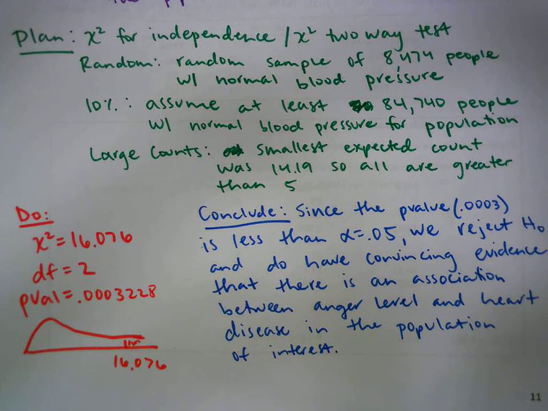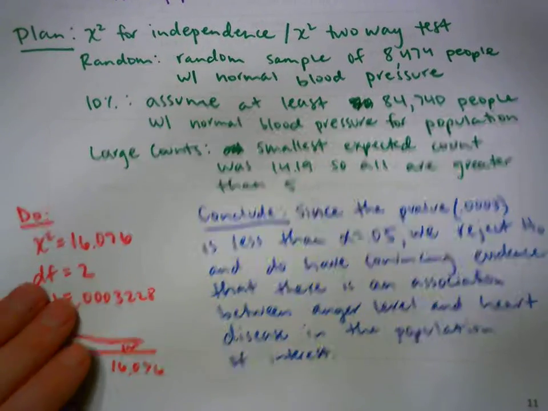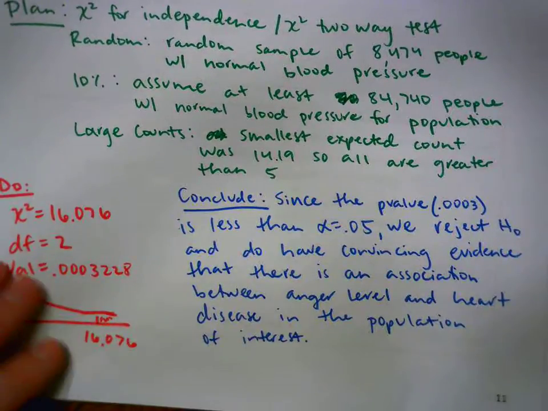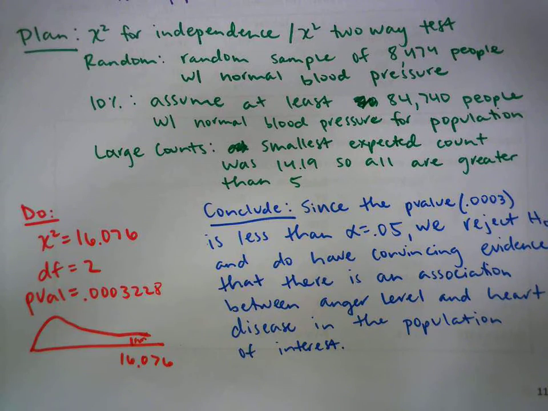So that is how you set up a chi-square test for independence. In the next video we're going to focus on how you know which one to do out of all these different chi-square tests.